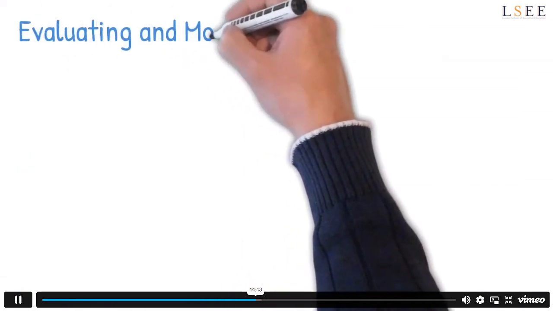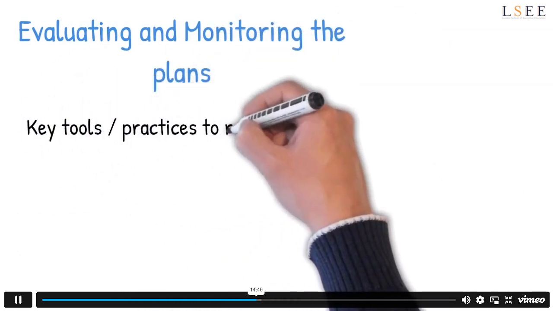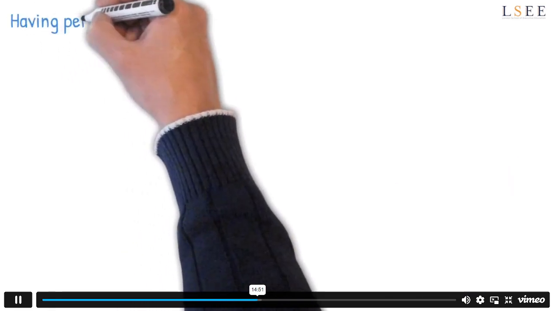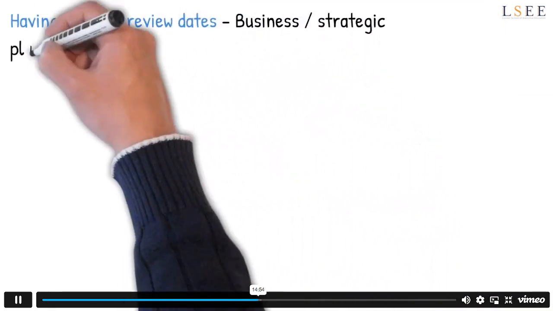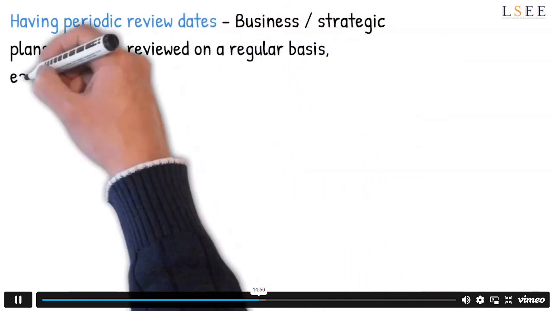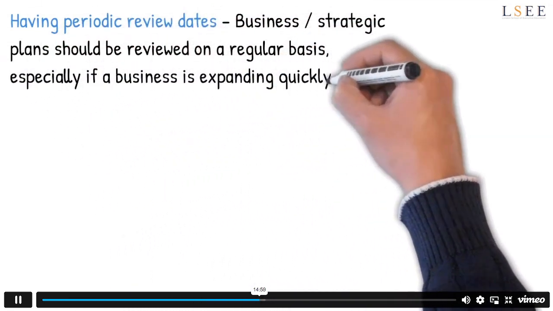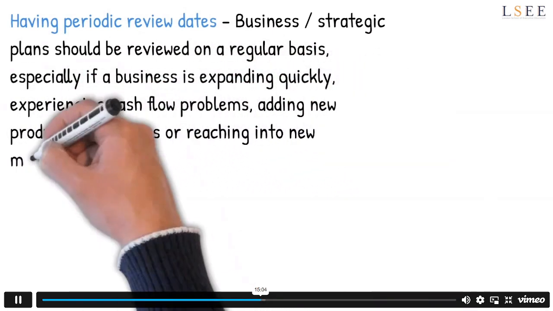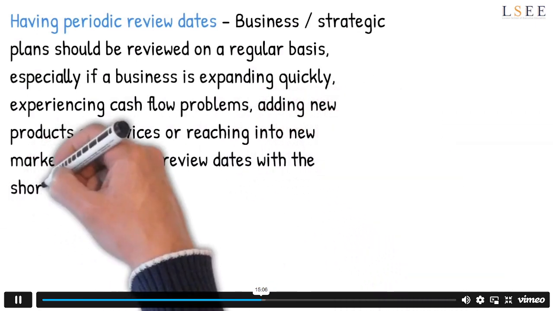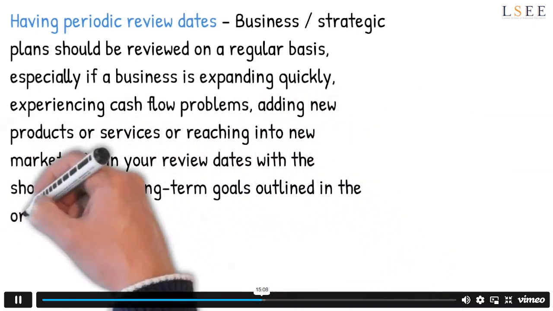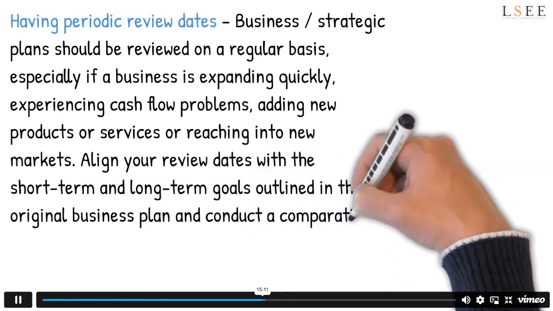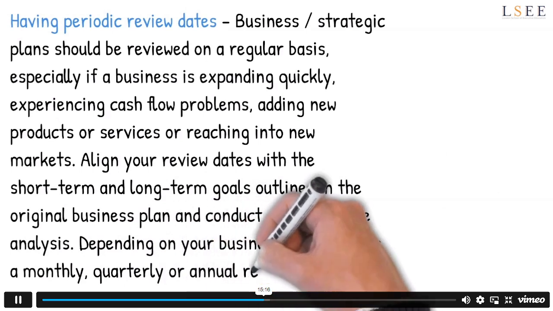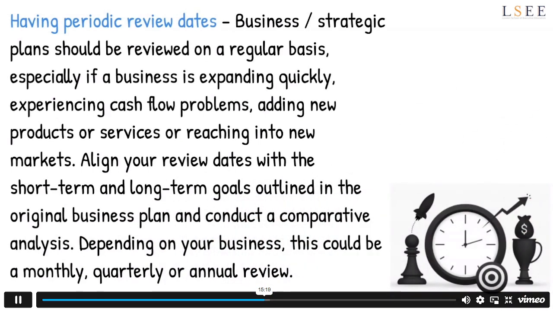Evaluating and monitoring the plans. Key tools/practices to review plans at organizations. 1. Having periodic review dates. Business/strategic plans should be reviewed on a regular basis, especially if a business is expanding quickly, experiencing cash flow problems, adding new products or services, or reaching into new markets. Align your review dates with the short-term and long-term goals outlined in the original business plan and conduct a comparative analysis. Depending on your business, this could be a monthly, quarterly, or annual review.